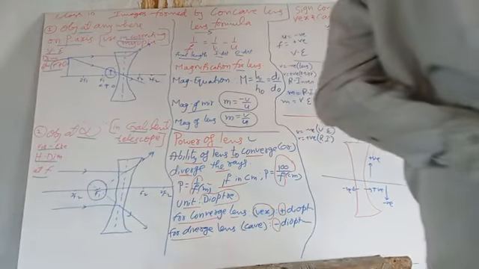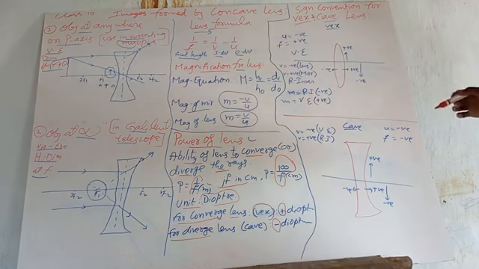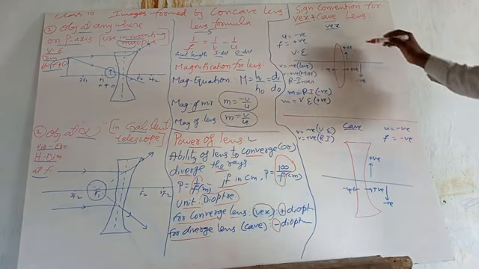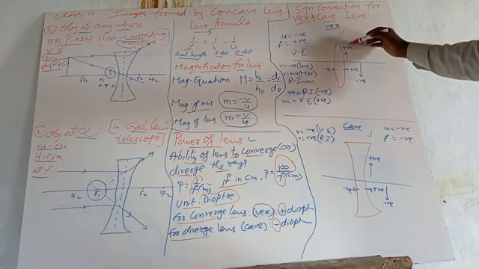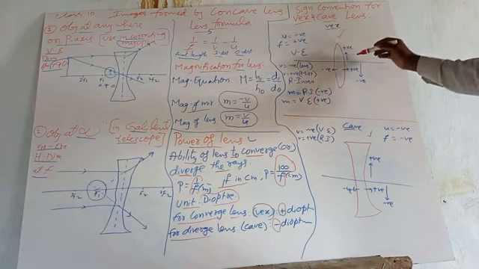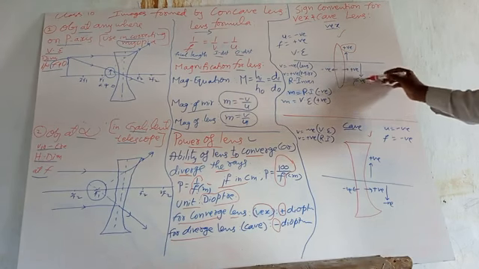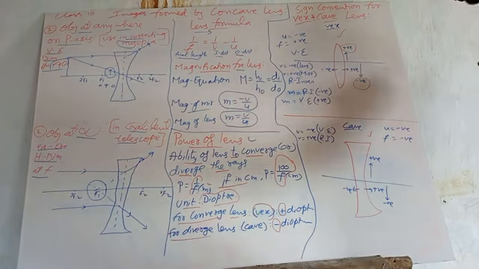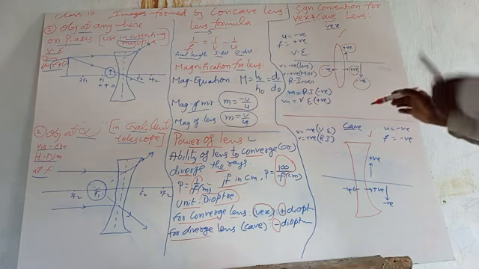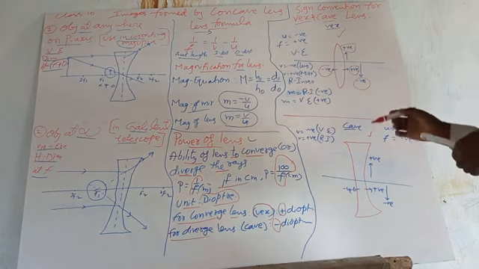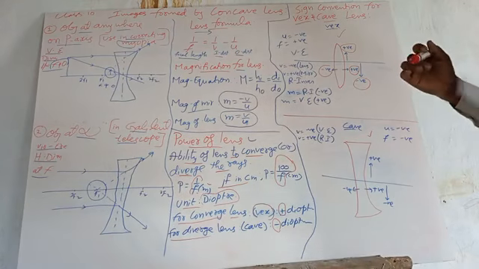Look my dear students, here is the sign convention for convex lens and concave lens. Here this is the convex lens, this is the concave lens. Look here, the upside we call positive, downside we call negative. And here, right side we call positive, left side we call negative. Signs I am telling you. If the image forms on this side, then minus image. If the image forms on this side, then plus image, like that.